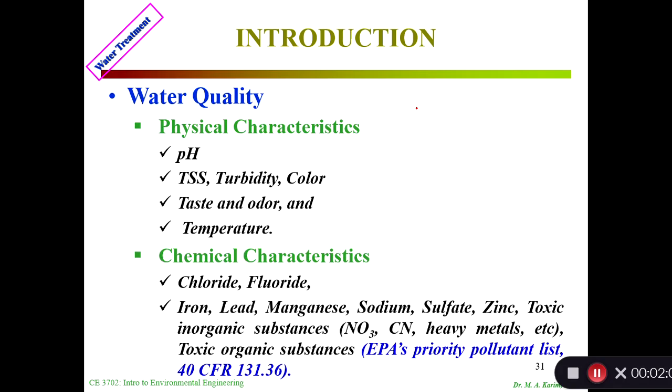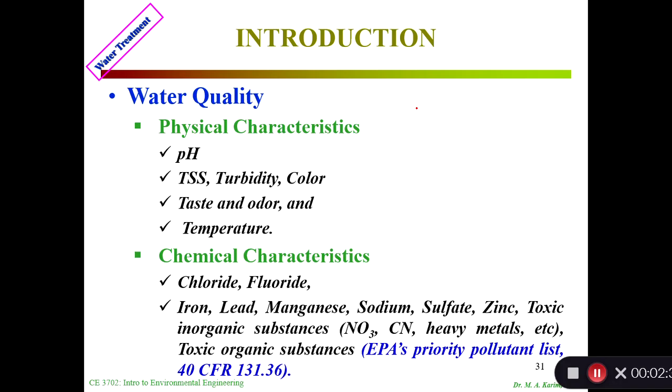Okay, then water quality. Physical characteristics are pH, then color, turbidity, TSS, taste and odor, and temperature. How is pH physical? Because physical has to be something you can sense with the five senses that we have. We can see, we can hear, we can smell, right? Then we can feel with our skin, and so on. So we can use five senses to see whether it is physical.